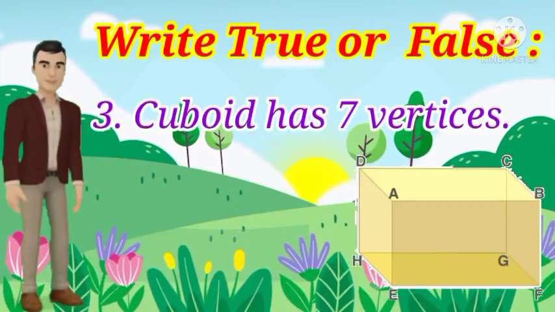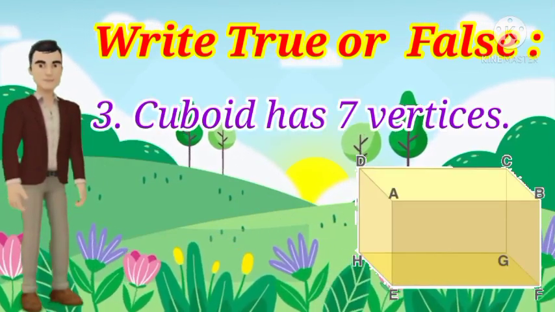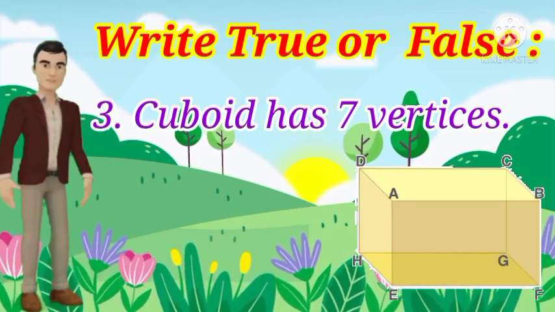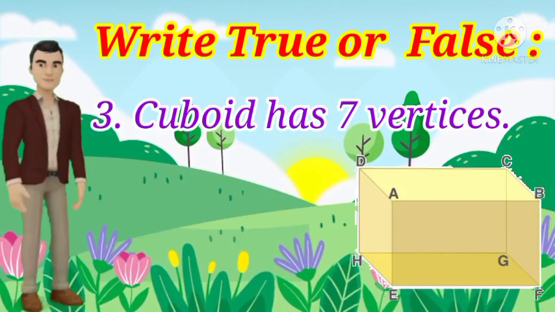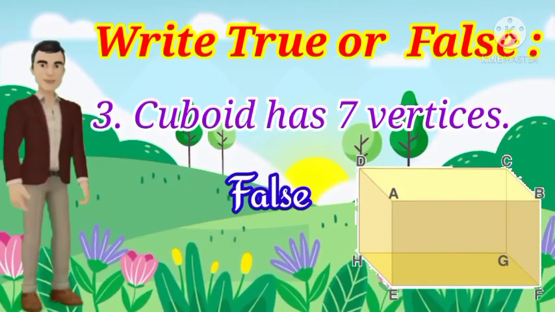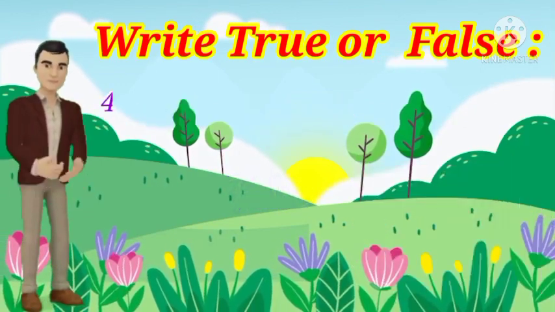The third question is, cuboid has 7 vertices. Really, cuboid has 8 vertices. So the statement is false.